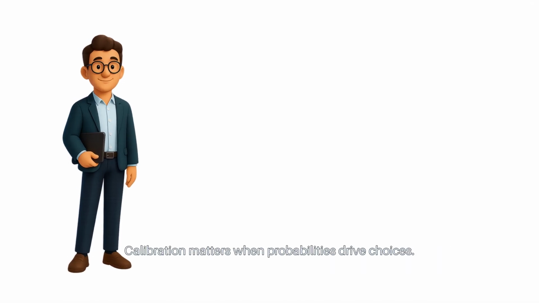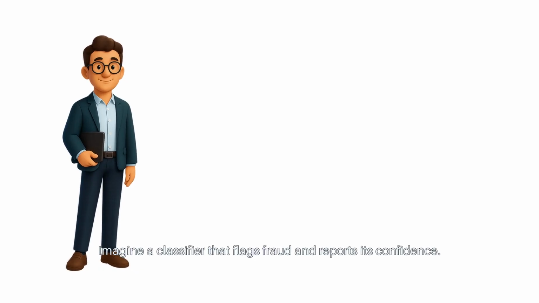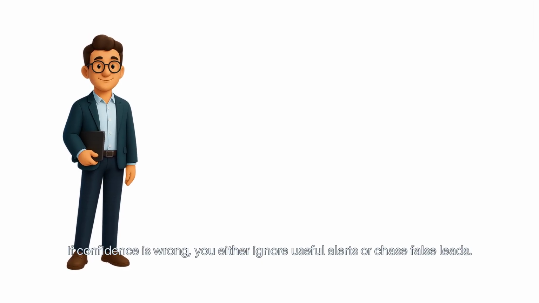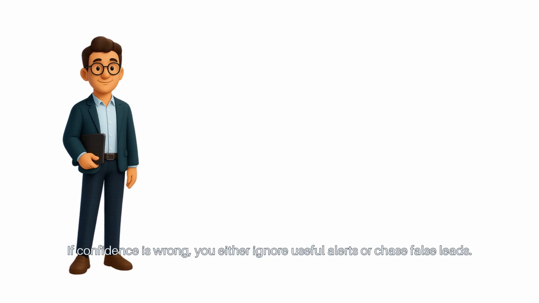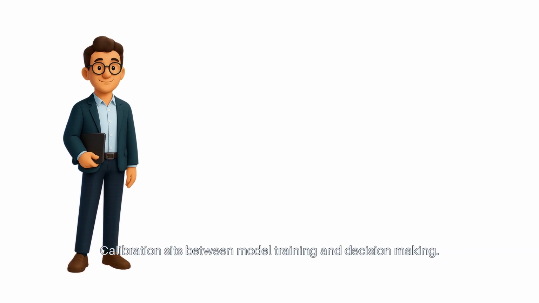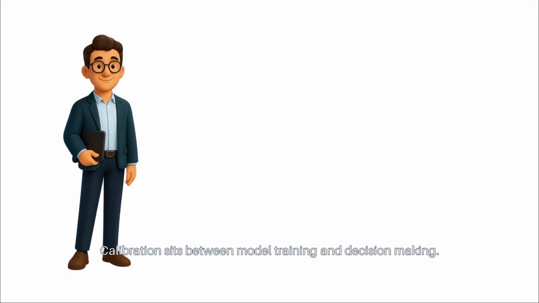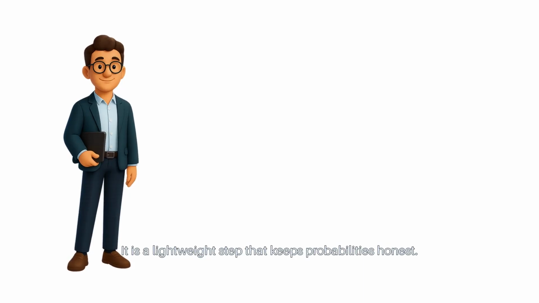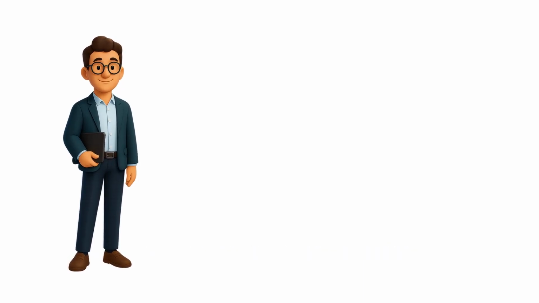Calibration matters when probabilities drive choices. Imagine a classifier that flags fraud and reports its confidence. If confidence is wrong, you either ignore useful alerts or chase false leads. Calibration sits between model training and decision-making. It is a lightweight step that keeps probabilities honest.